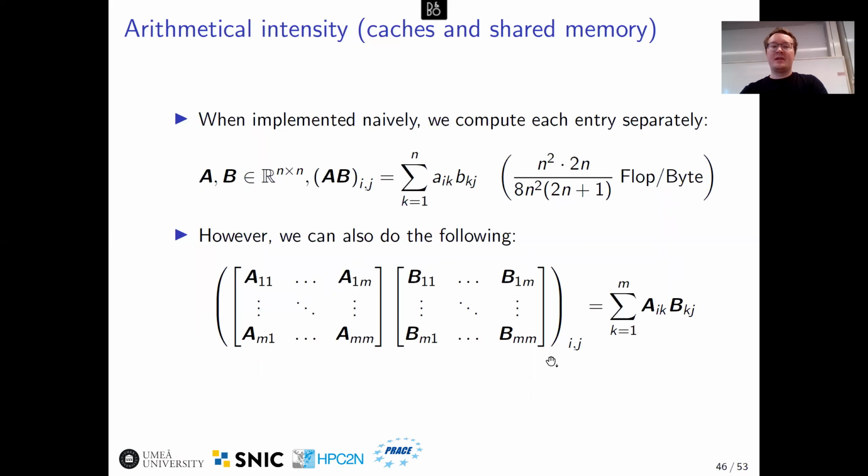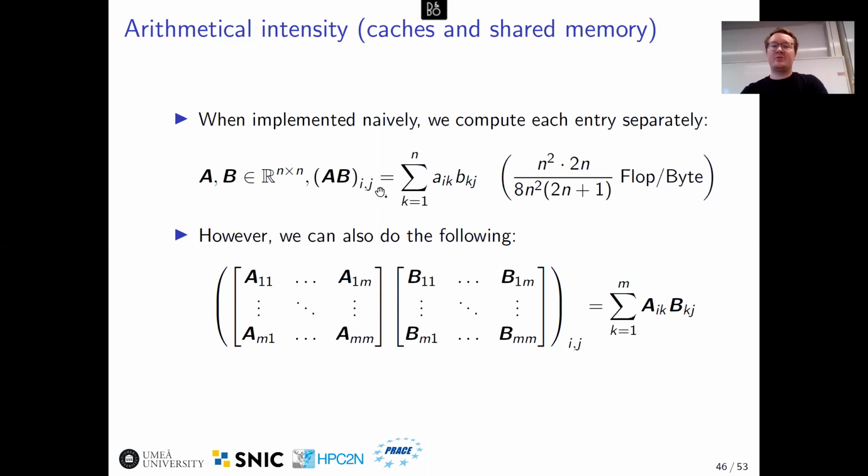So why is this? The thing is that if you go and implement this matrix multiplication for each element in the product matrix, you will end up evaluating this dot product formula here. And this will give you this number of flops per byte. However, if you instead take the matrices and divide them into submatrices like this, now you can use this formula to evaluate a block in the product matrix. So instead of having a sum where you're multiplying together the scalars, here you have a sum where you are multiplying together matrices, adding them together. And these, in the end, will compute exactly the same result.